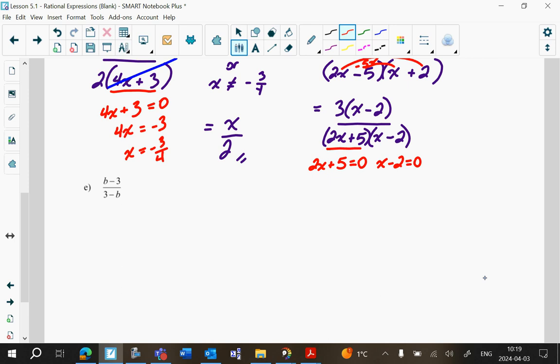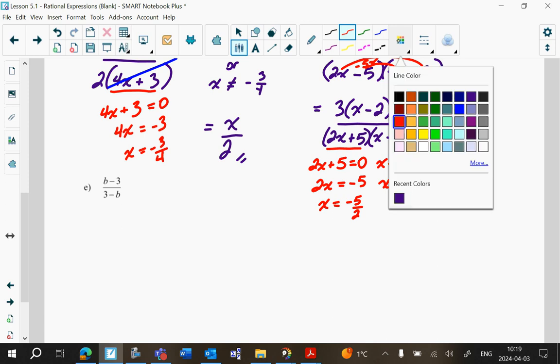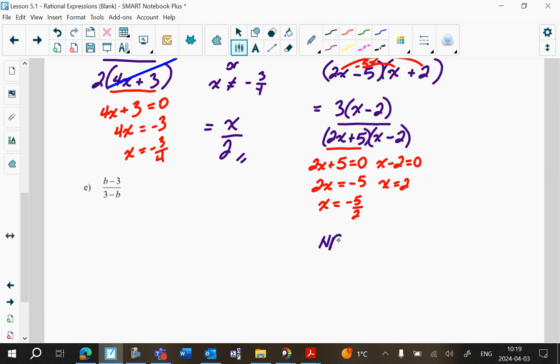So solving this gives me 2x equals negative 5. Divide both sides by 2, I get x equals negative 5 divided by 2. That's one of the NPVs. Here it's just x equals 2. So the NPVs are negative 5 over 2 and 2. Or you can write x not equal negative 5 halves, comma 2.